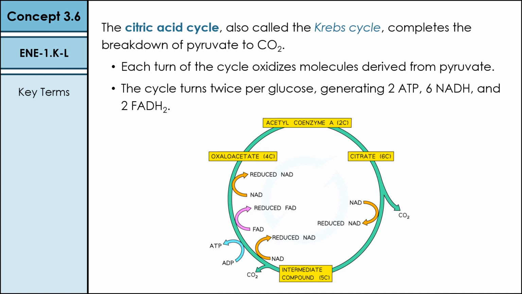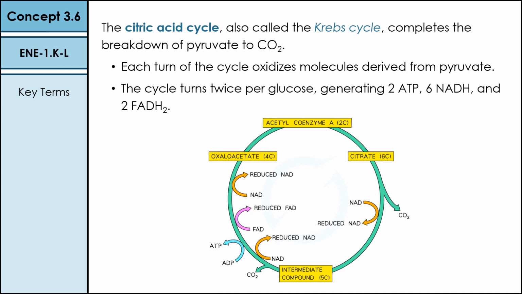So we're going to end up creating 2 ATP molecules, 6 NADH, and 2 FADH2. Now, FADH2 hasn't really been mentioned as much as NADH. It is another high-energy electron carrier, but it carries fewer electrons than we see with NADH, so it doesn't get used quite as much, more of an ancestral form in this case.